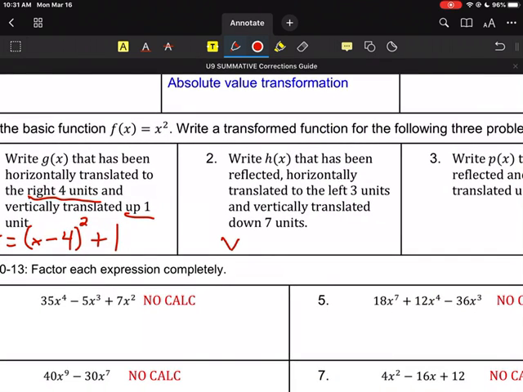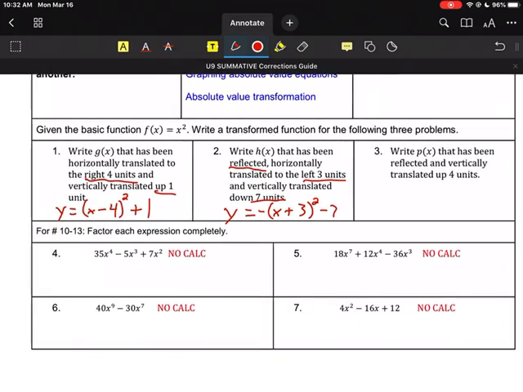I'll do one more for you. All of our equations have that x with the parentheses in the square. If it's reflected, it's minus in the front. And then left 3. So remember that's opposite, so it's +3 inside, and then down 7 is -7 on the outside. You guys can do number 3.